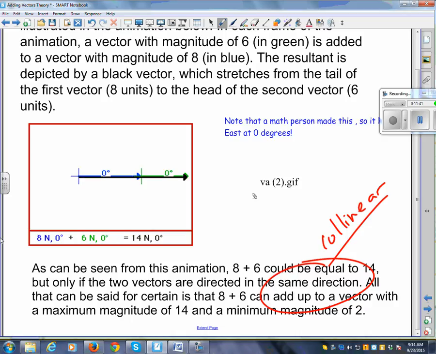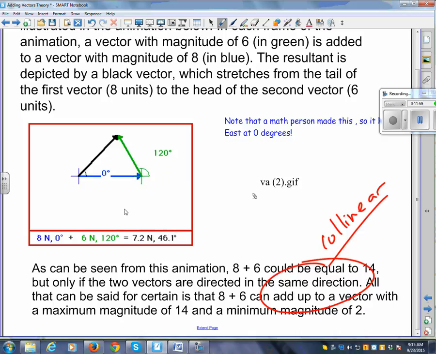All that can be said for certain is that 8 plus 6 can add to a vector with a maximum of 14, and the minimum is 2. When is the minimum 2? When it's 8 this way and then 6 the other way. Notice that it's always tip to tail. Am I making sense? Yes?